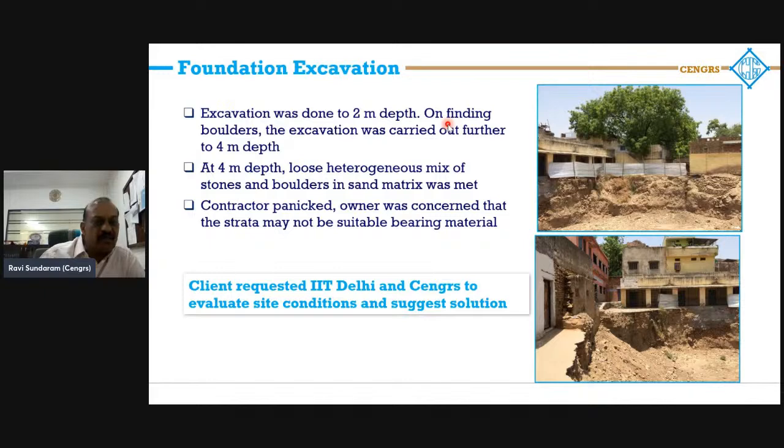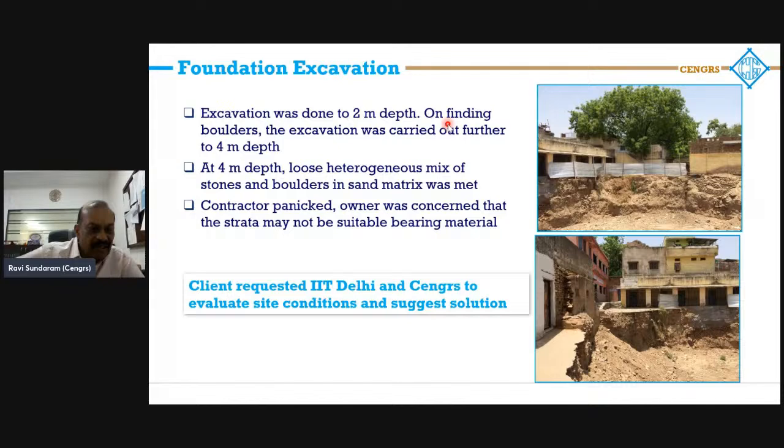So excavation was done to 2-meter depth. On finding boulders, the excavation was carried out further to 4-meter depth. At 4-meter depth, further loose heterogeneous mix of stones and boulders in a sand matrix was met. It was at this stage that the contractor panicked. The owner was concerned that the strata may not be able to support the foundation.